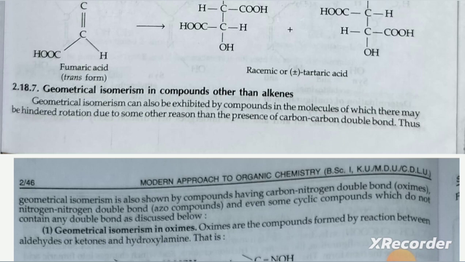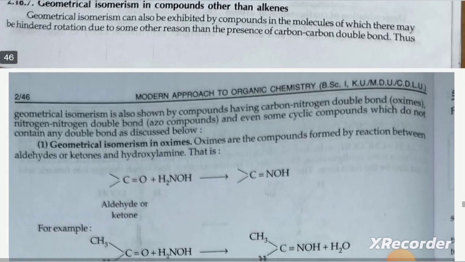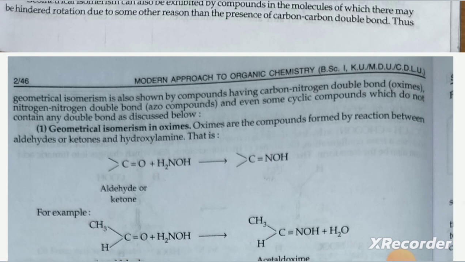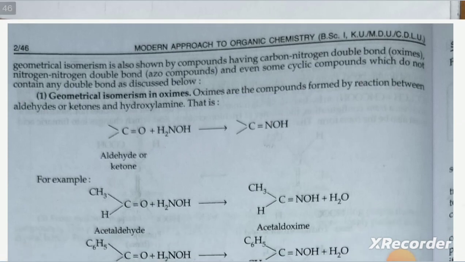First is geometrical isomerism in oximes. Oximes are the compounds formed by the reaction between an aldehyde or ketone and hydroxylamine. That is, aldehyde or ketone plus NH2OH gives rise to C=NOH. For example, acetaldehyde plus NH2OH gives rise to acetaldoxime.